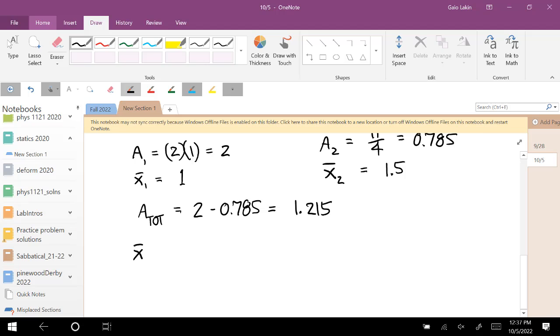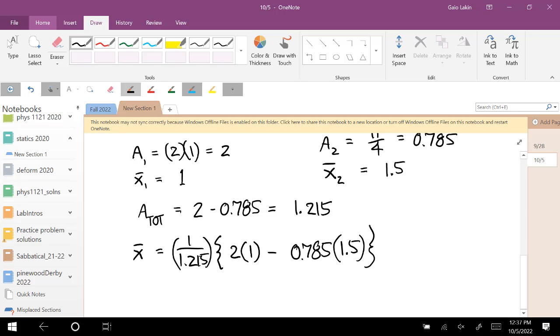And then the centroid of the whole shape is 1 over the total area, 1 over 1.215, times the quantity, area of the outer shape times its centroid, minus area of the inner shape, the subtracted shape, times its centroid, and you get a centroid value of 0.677.